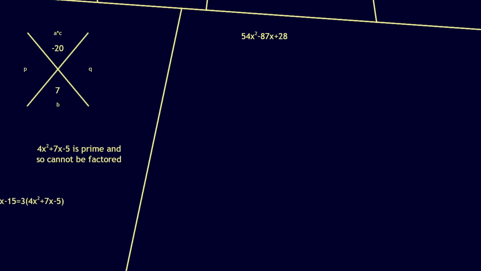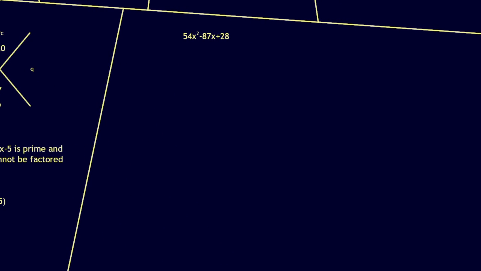Last one, let's do a toughie. 54x squared minus 87x plus 28. Oh boy. Okay, no greatest common factor here either, so identifying our constants. A is 54, B is negative 87, and C is 28. We draw our big X, and, trusting our calculator for a moment, 54 times 28 is 1,512.